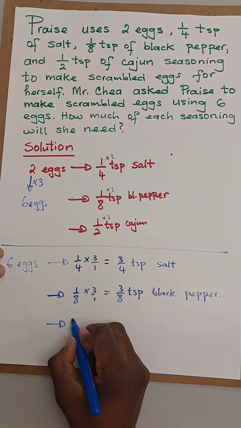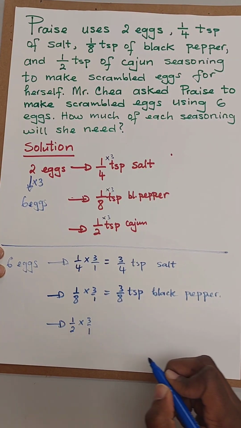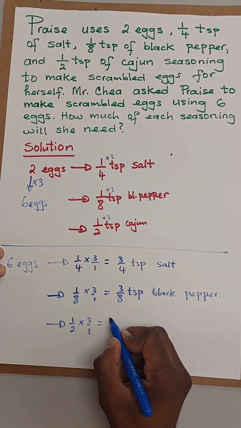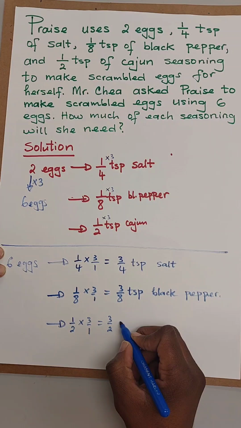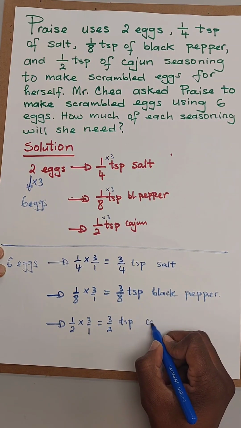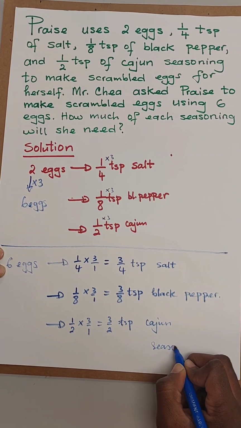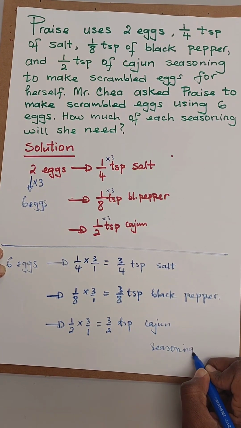And then we have 1/2 times 3/1, which is 3/2 tablespoons of Cajun seasoning. Okay, so that is how Praise can keep the proportion.